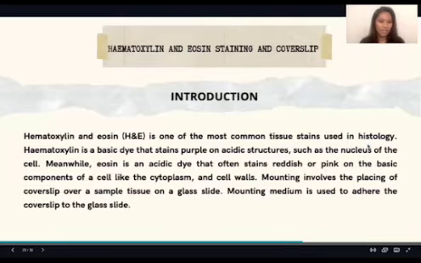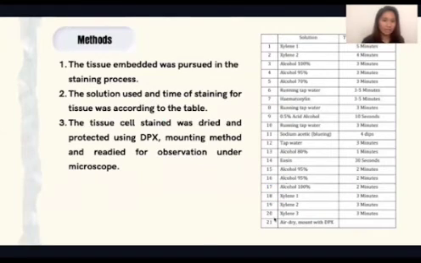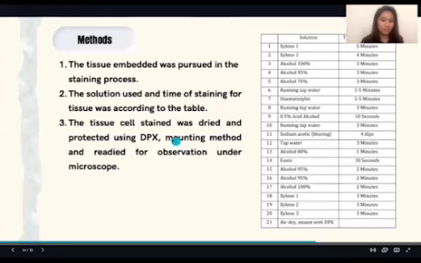H&E staining. H&E staining is one of the most common tissue stains used in histology. Hematoxylin is a basic dye that stains acidic structures such as the nucleus purple, while eosin is an acidic dye that stains basic components such as the cytoplasm reddish or pink. Mounting involves placing a cover slip over a sample of tissue on a glass slide. These are the methods for staining and also mounting using DPX.